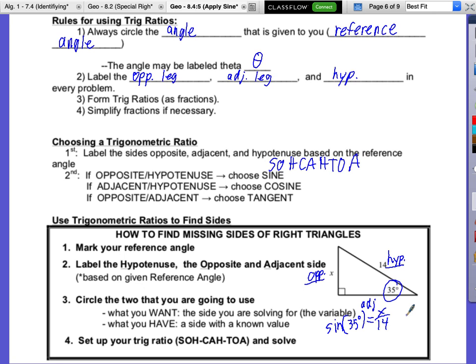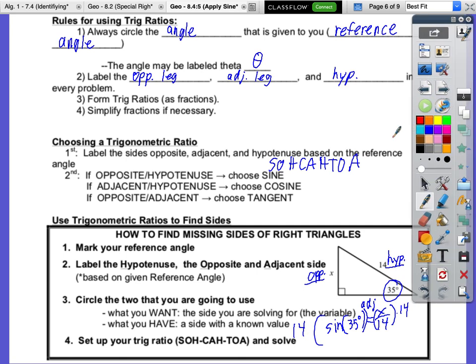So now we set up this trig ratio, and in order to solve for X, we need to do what with this 14? Times it. Times by 14 on each side, right? Multiply by 14. Why are we multiplying by 14? Because we need to get X by itself. What are you doing, minus 14 and plus? No, because that would make it negative. We need to multiply by positive 14 to get rid of positive 14.